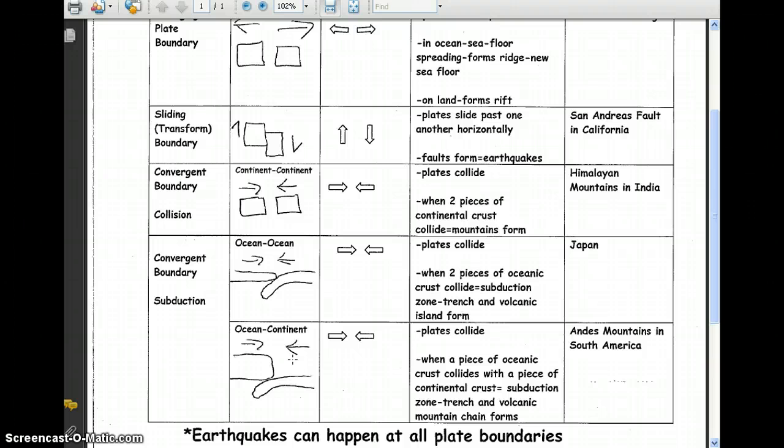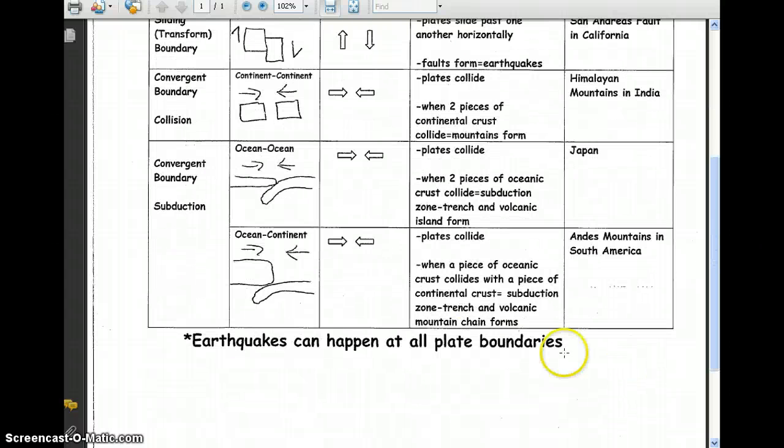Another type of convergent boundary where we have subduction is an ocean-continent. So we have a big piece of continental crust, light, less dense, and a thin piece of oceanic crust, heavy, more dense. Again, the plates collide or move towards one another. What happens is because the oceanic crust is heavier, it subducts, so we get a subduction zone. We get a trench, and then on land, we get a volcanic mountain chain. So the Andes Mountains in South America is an example of an ocean-continent collision where we have subduction. And understand, earthquakes can happen at all plate boundaries.